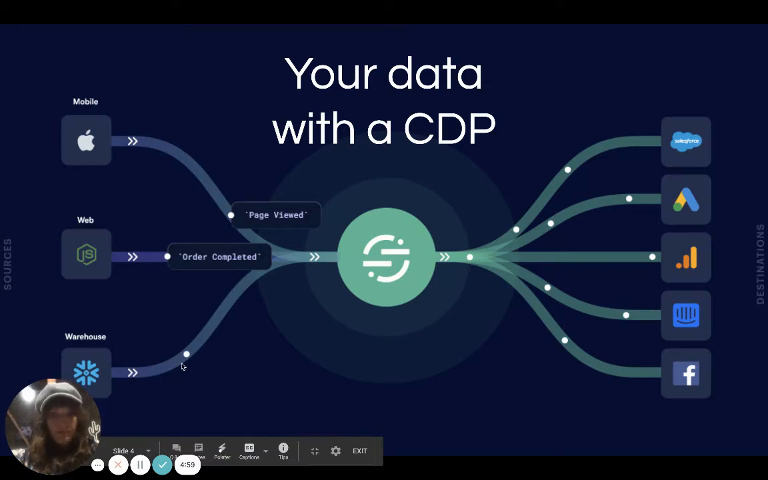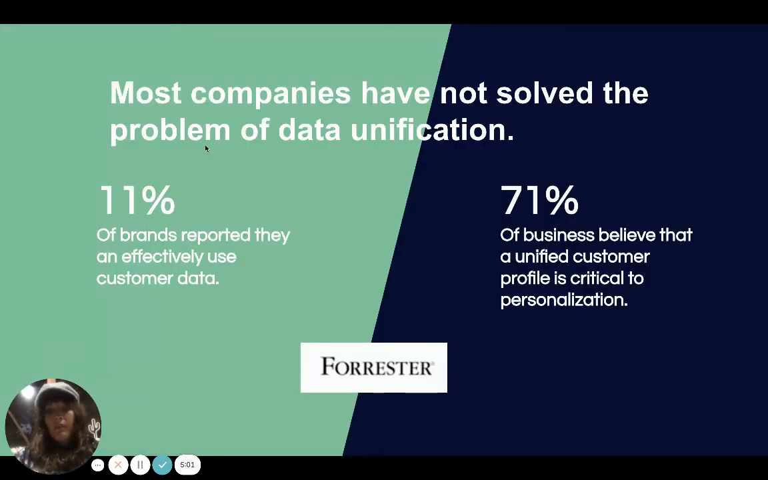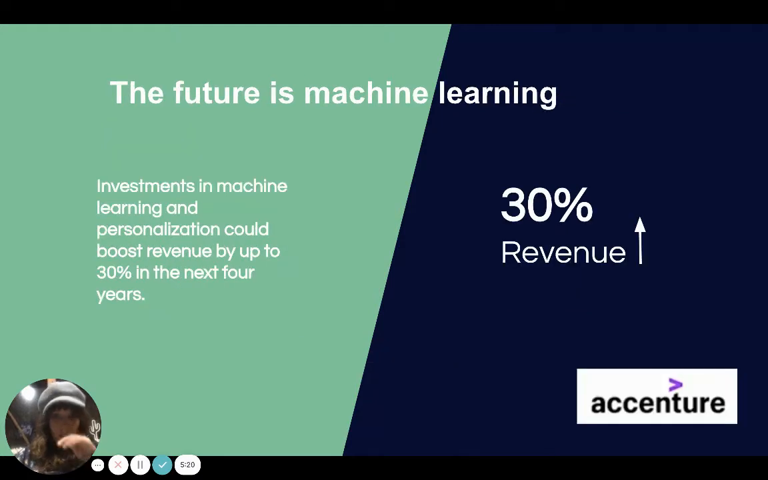So it's really awesome. A couple of fun facts for you. Most companies have not solved the problem of data unification. According to Forrester, 11% of brands reported they effectively use customer data. 71% of businesses believe that a unified customer profile is critical to personalization.